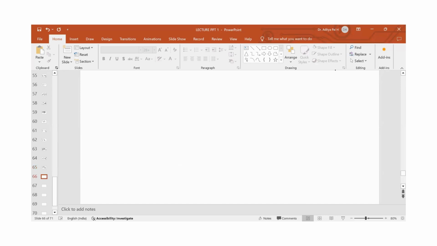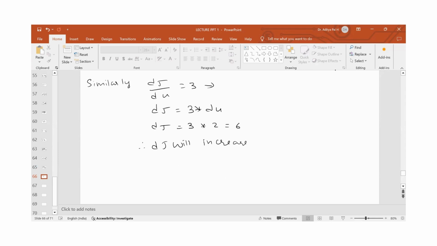Similarly, dj by du is equal to 3. So dj is nothing but 3 into du. dj is nothing but 3 into 2, which is 6. Therefore, dj will increase 6 times.